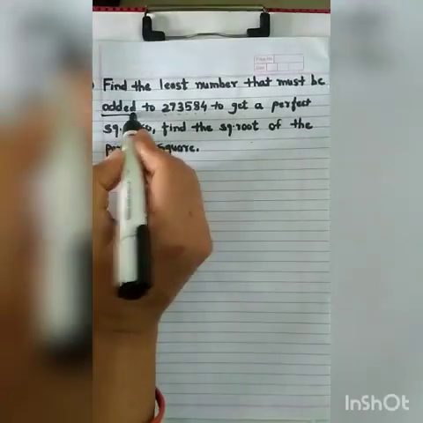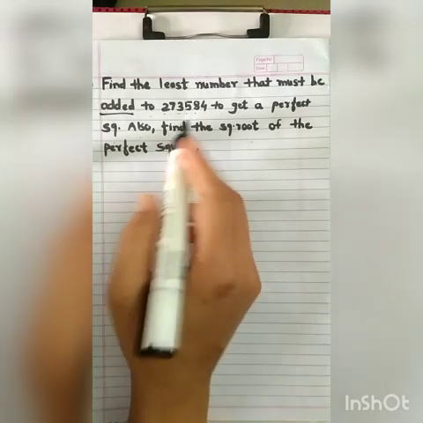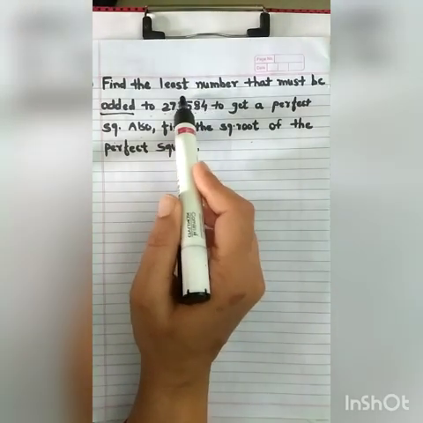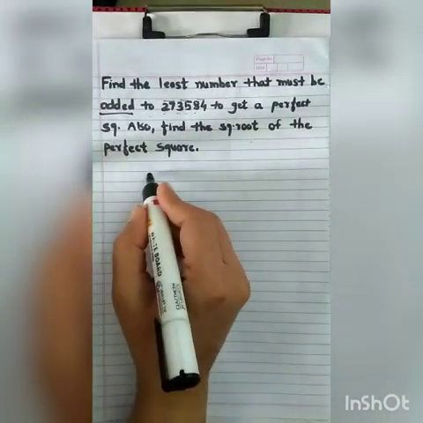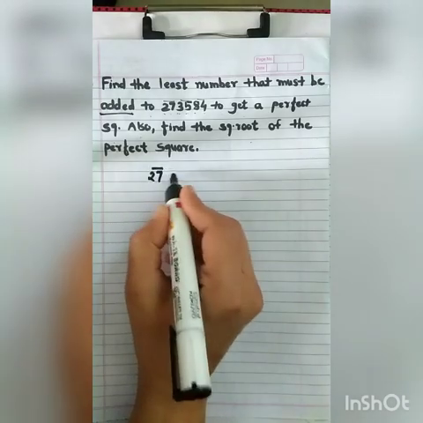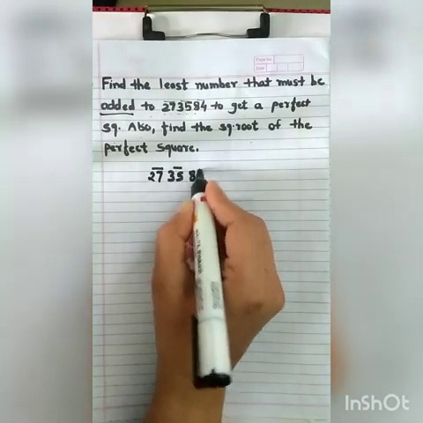Here it is added. So whenever we subtract or add, we always go with the long division method. When it is multiply or divide, then we will go with the prime factorization method. So first we will make pairs of this number from the unit place forward. What we are getting: 27 35 84.